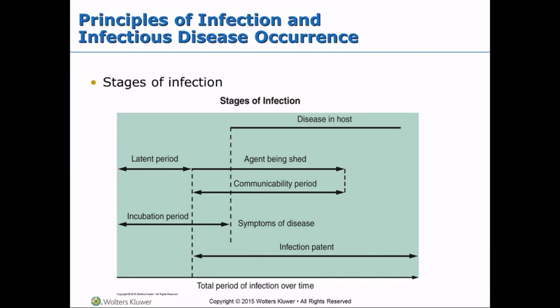Once the agent colonized on your skin or nasal passages, it began to multiply. After a few days, you may have begun to feel poorly. The period between the time you contracted the agent was the period of inapparent infection.